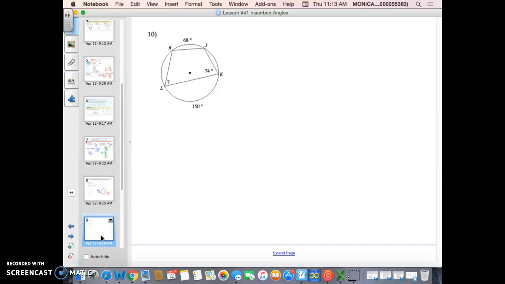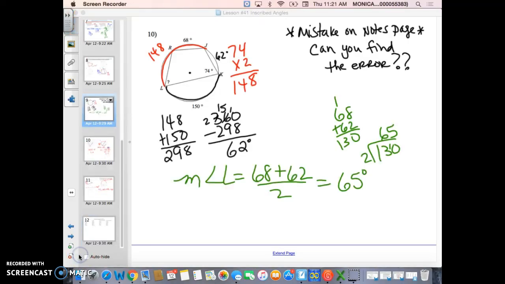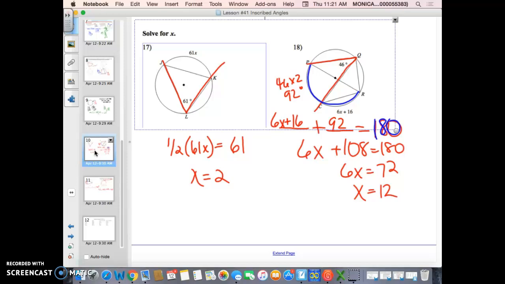Here we got number 10. Just trying to find number 10. Here it is. So for this problem, I purposely made a common mistake in the packet. So raise your hand and let me know if you can find the error. But this is the problem solved correctly. So the measure of angle L should be 62 degrees. Again, pause it if you need to look at it more carefully. And these examples are all done on your paper. I just wanted you to see them drawn in different colors. There you go, x equals 2 and 12.